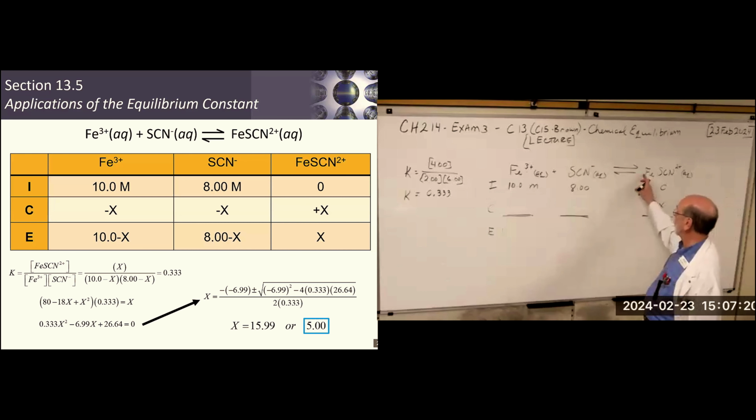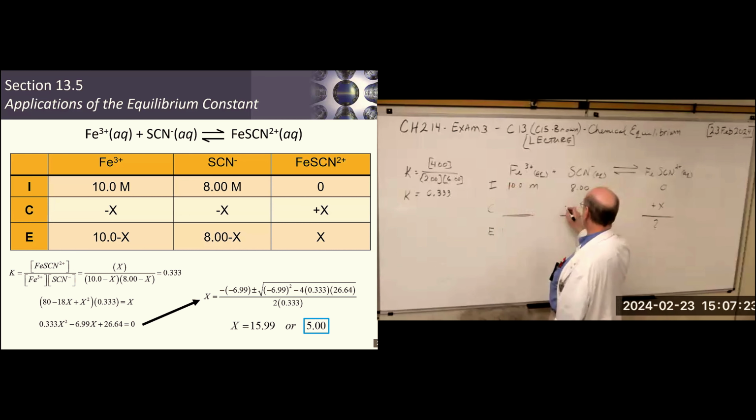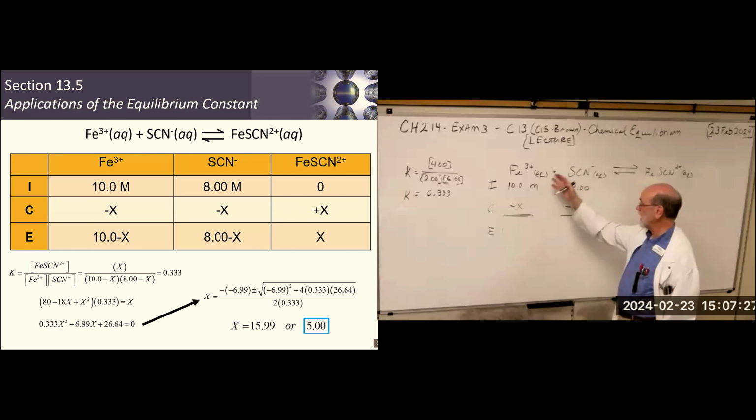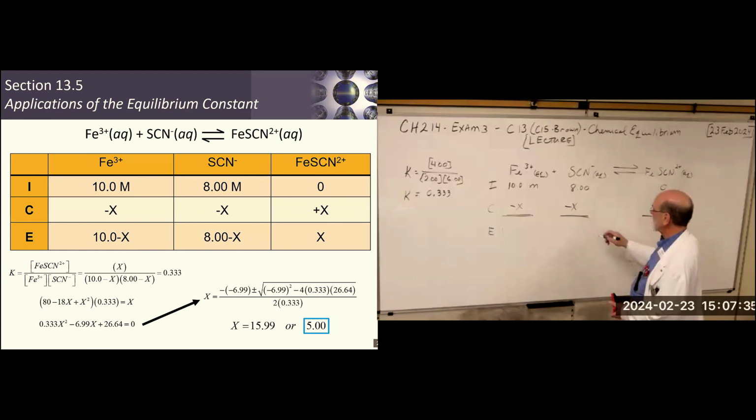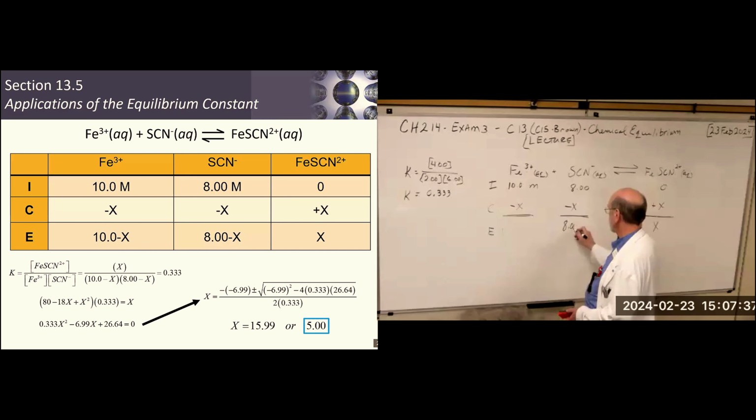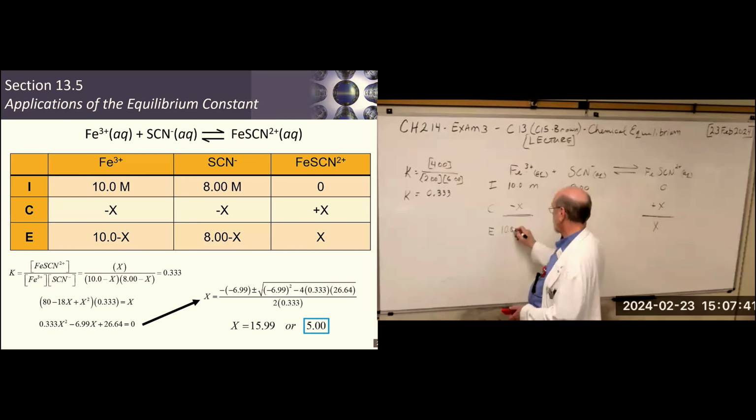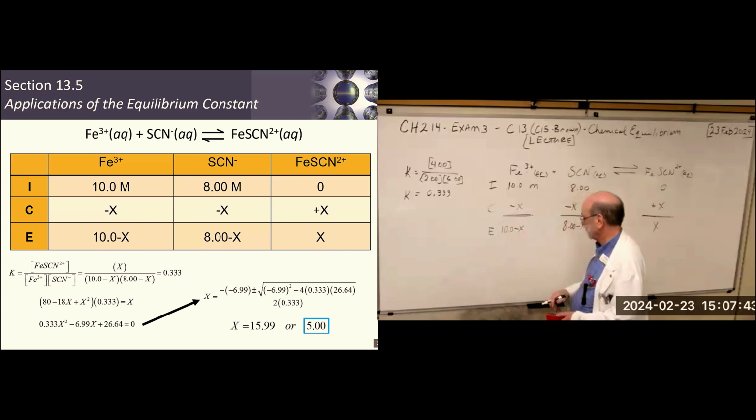Where did it come from? Well, 1 to 1 to 1, it came from here and here. Same amount for both of them. So that means we're going to have X here. We're going to have 8 minus X here. We're going to have 10 minus X there.